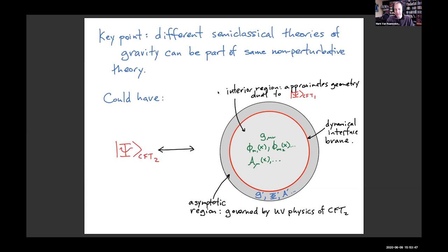It'll be more clear what I'm doing as we proceed. Okay. So one key part of this picture is that if I have CFT1 and CFT2 and they have some corresponding low energy theories of gravity, if this picture is going to work, then we need those two low energy theories of gravity to be part of the same theory.